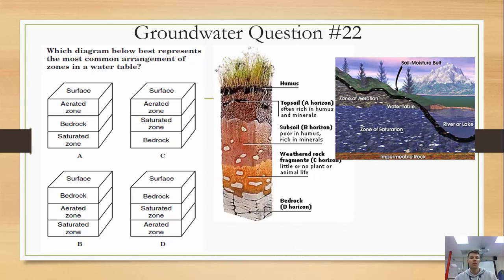Which diagram below best represents the most common arrangement of zones in a water table? All right, remember our zones. We've got the water table. Above the water table, where your well would not be able to get any water, it's called our zone of aeration. Once you reach the water table, the ground is fully saturated with water, and that's called the zone of saturation. And at the very bottom of it all, we have an impermeable rock, also known as the bedrock.